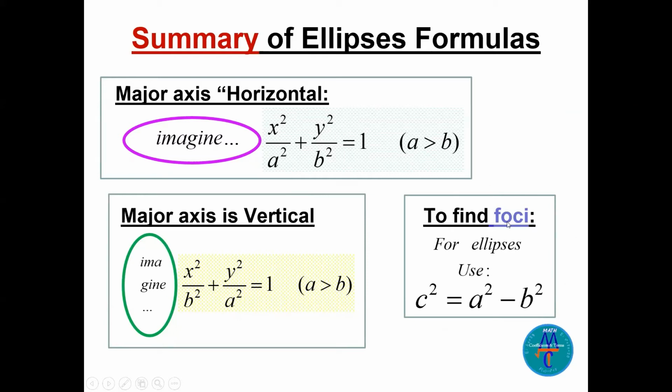And to find the foci in ellipses, you can always use this formula: c squared is equal to a squared minus b squared. If you know a squared and b squared, subtract b squared from a squared, you will get c squared. And then you can proceed.